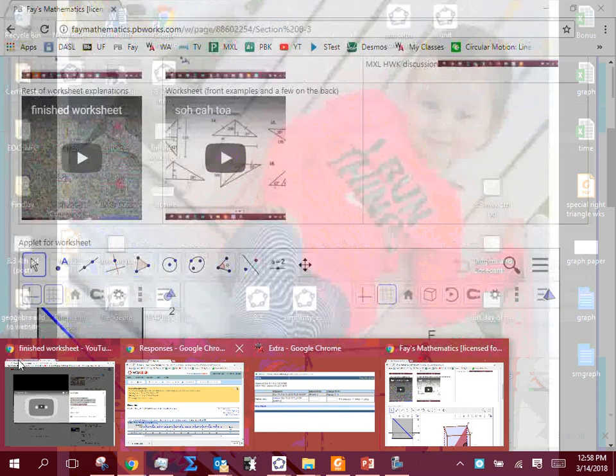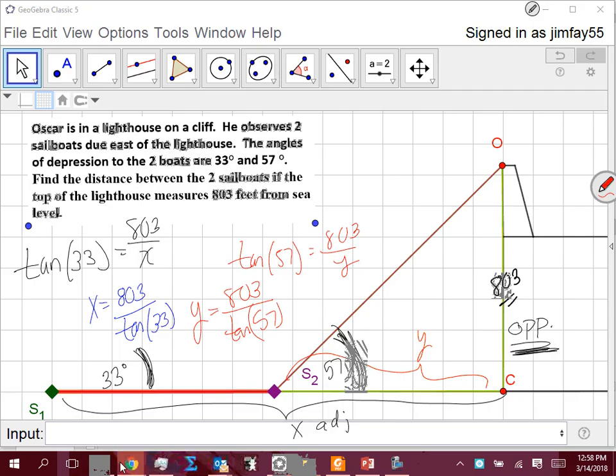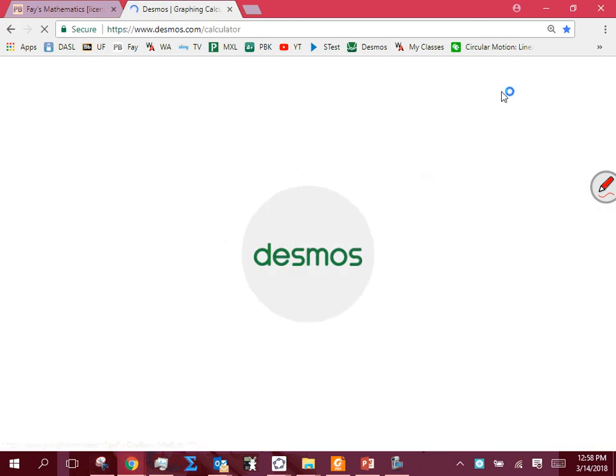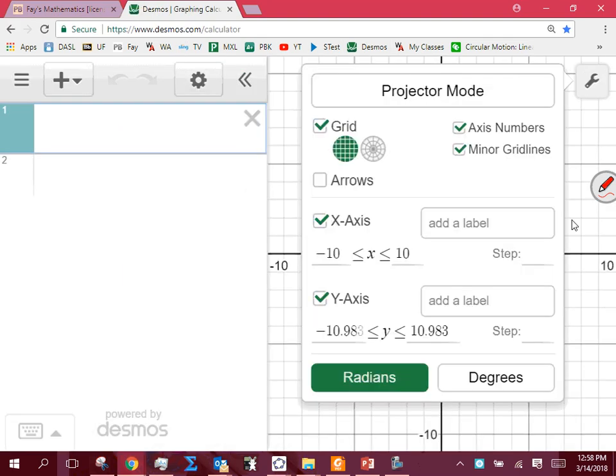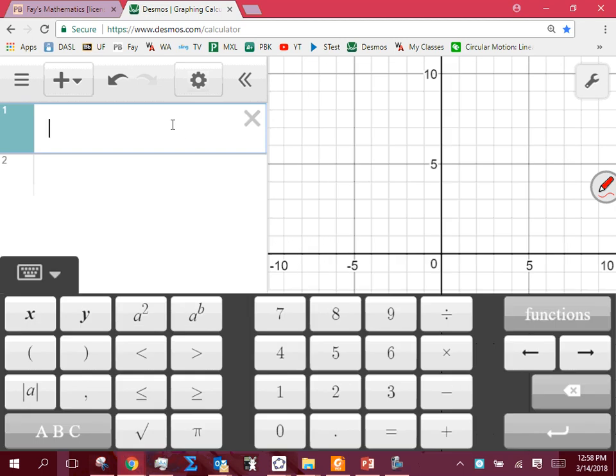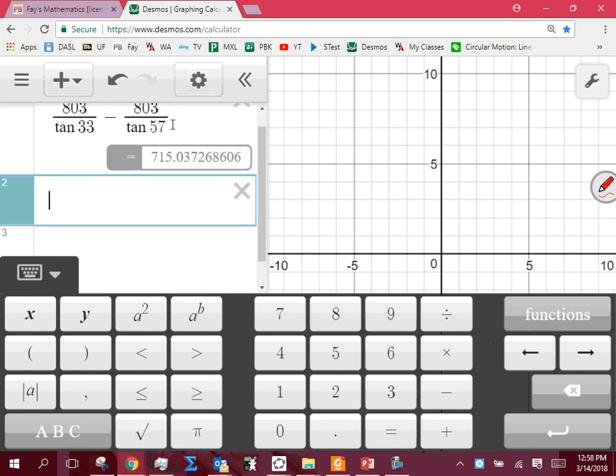So when I subtract these, let's see here. Oh, last class I had it already all set up. If we get into Desmos, make sure you're in degree mode. Okay, so we're going to go 803 divided by tangent of 33 minus 803 divided by tangent of 57. And there's my distance. That's the distance between sailboat 1 and sailboat 2. Okay. If you flip-flop those numbers for some reason, you would have negative 715. And just know that distance has to be positive, so take the absolute value.